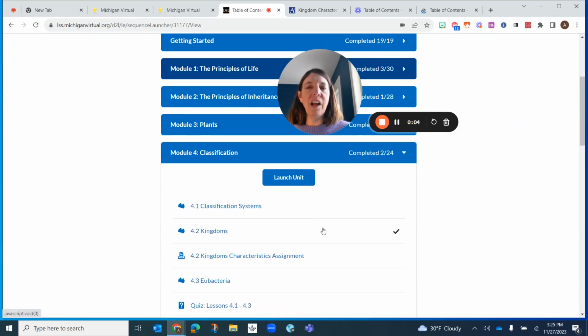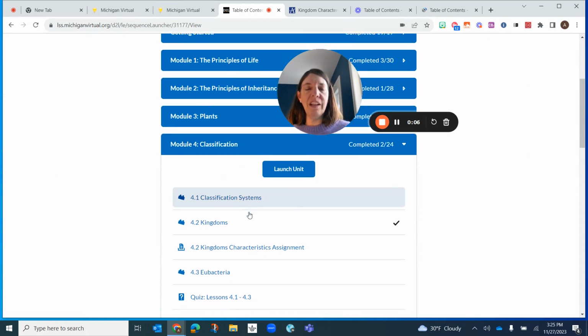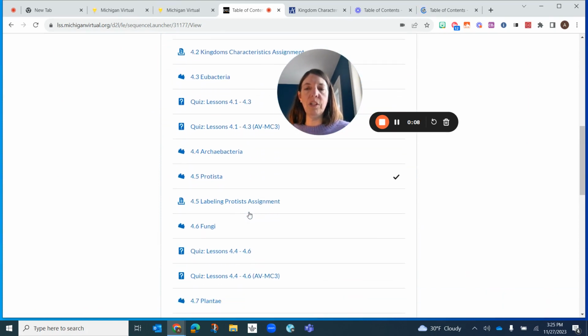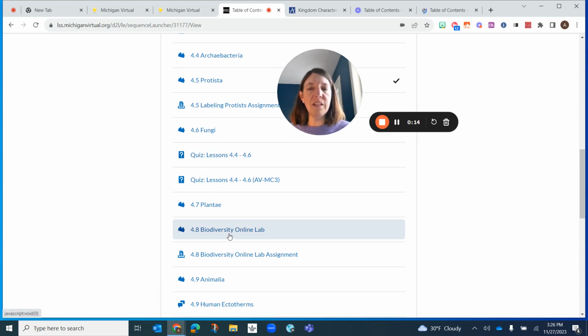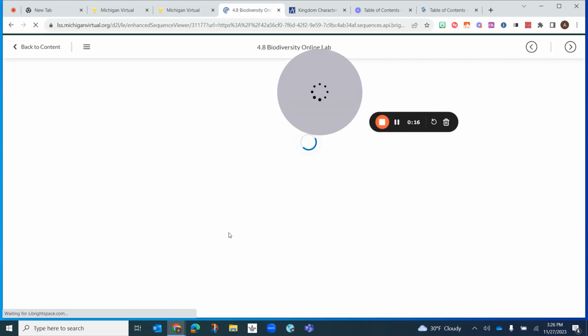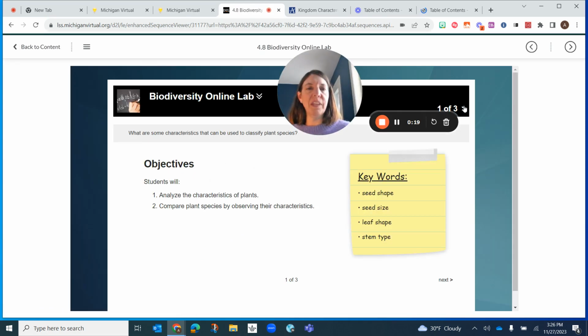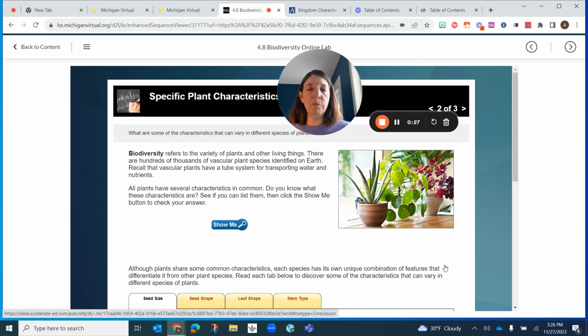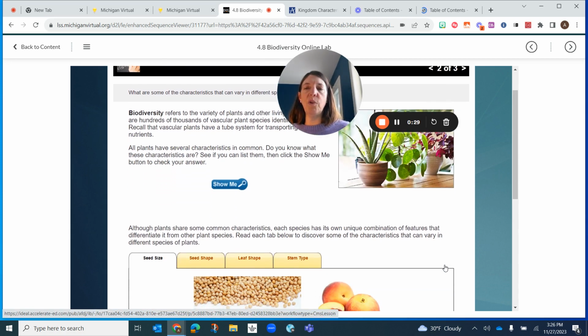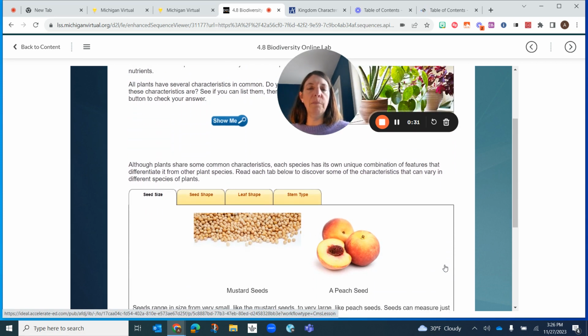I'm here helping you through Module 4 and the third assignment for it, which is if we all go down to the Biodiversity Online Lab, we're going to go through the slides first, and then we'll access the worksheet from there. So this is all about the lab, these slides. Essentially what you're going to be doing is reading the objectives, and then you're going to be doing the lab.